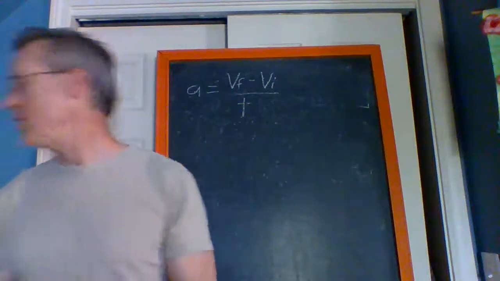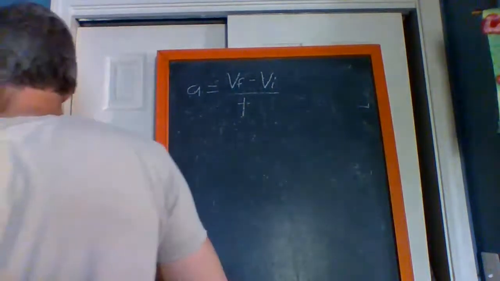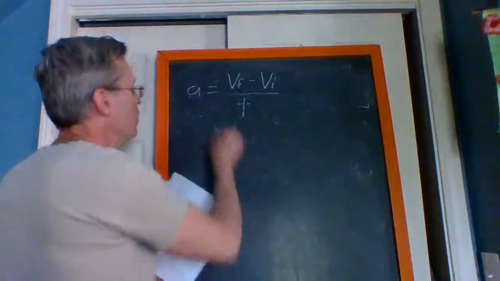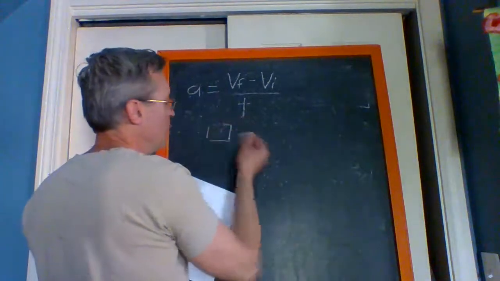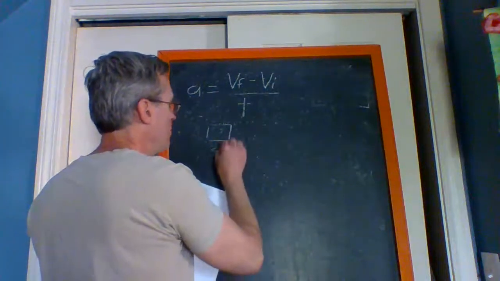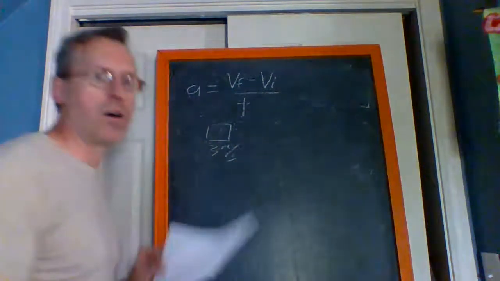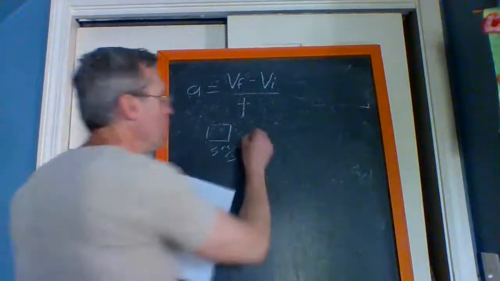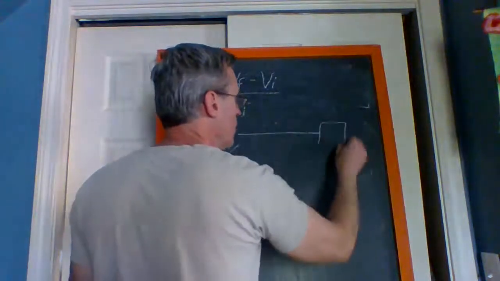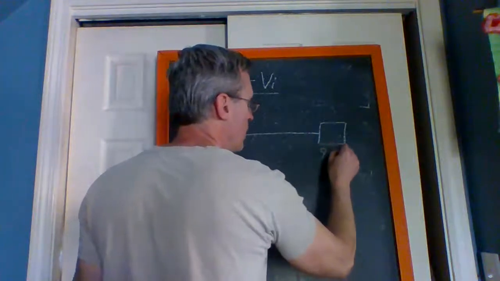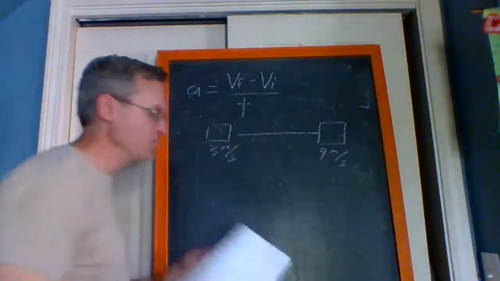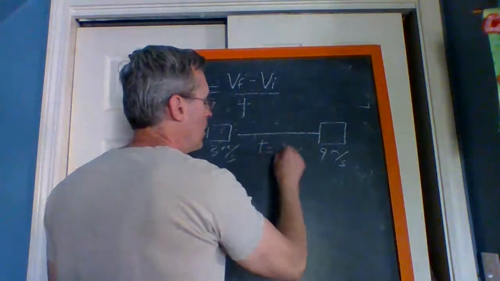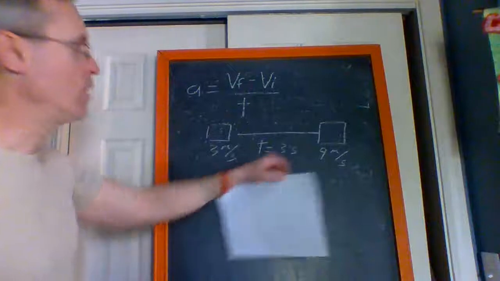So let's say an object is starting at 3 meters per second. Let's say you're on a bike and you're moving at 3 meters per second, and then some dog comes out of someone's yard and starts chasing you. So what do you do? You speed up to get away from it. And here you are sometime later, going 9 meters per second because you sped up, and it took you 3 seconds to speed up from 3 to 9.